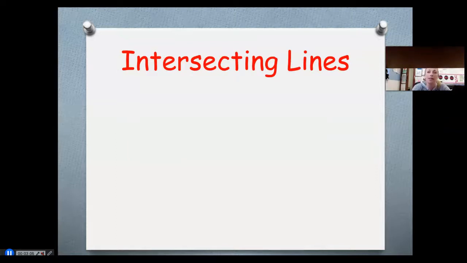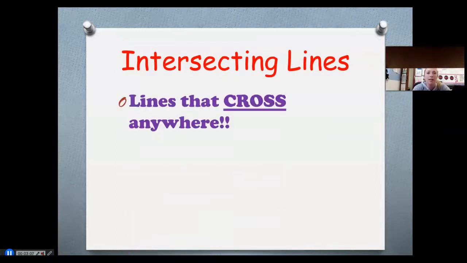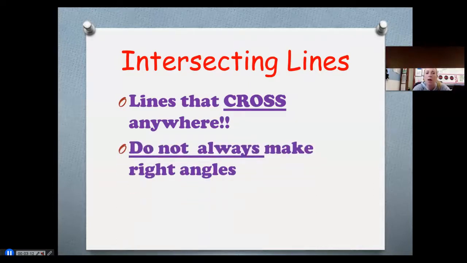Now let's talk about intersecting lines. Intersecting lines can cross anywhere. So they do not always make right angles. Intersecting lines look like this. They can cross anywhere. So if I'm talking about an intersecting line, I could cross here, or I could cross here. I could cross over here at the very tip. All of those are intersecting lines.